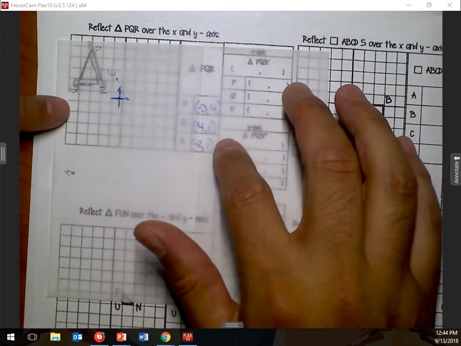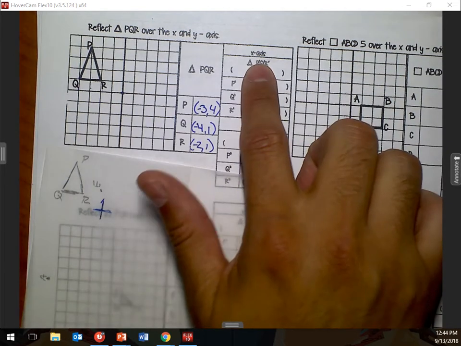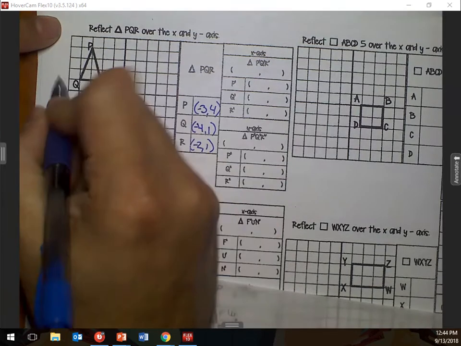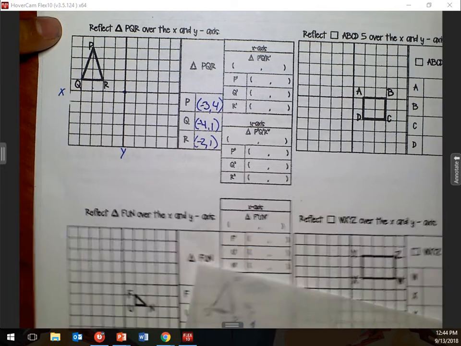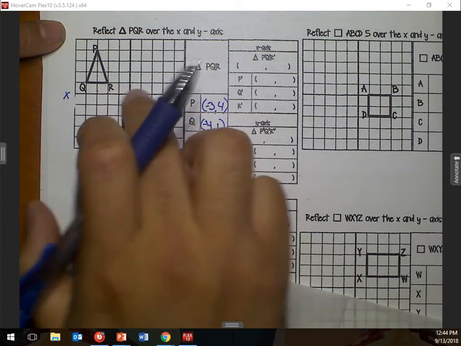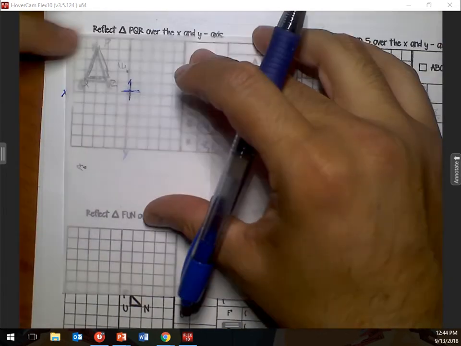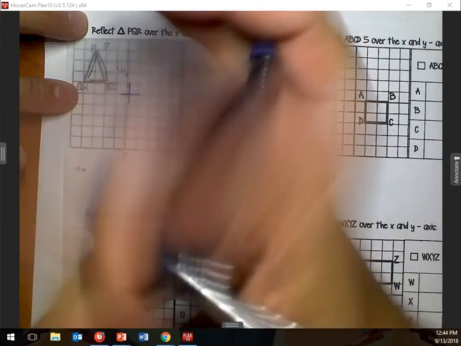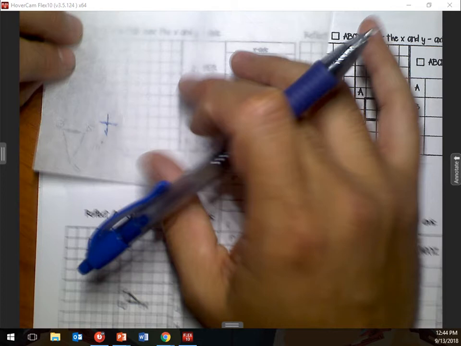Now, if I were to reflect this across the... So this first one is X-axis. So my X-axis is actually this one right here. And my Y-axis is this one right here. So if I was to reflect this across my x-axis, what am I going to do with my paper? I'm going to flip it, right? I'm going to flip it over. So that's what I'm doing when I reflect. Bam, I flip it over.